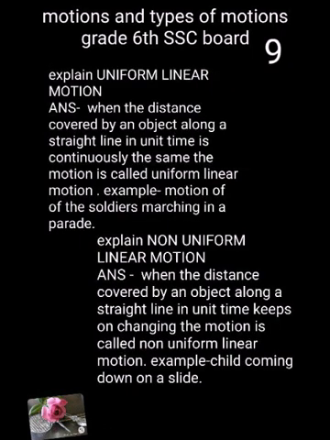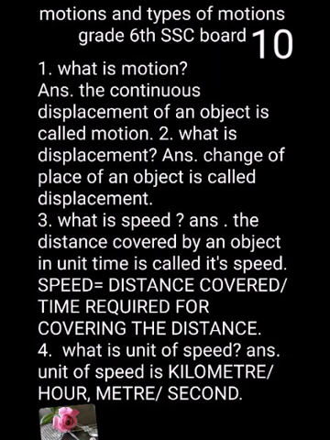Explain uniform linear motion. When the distance covered by an object along a straight line in unit time is continuously the same, the motion is called uniform linear motion. Example, motion of the soldiers marching in a parade. Explain non-uniform linear motion. When the distance covered by an object along a straight line in unit time keeps on changing, the motion is called non-uniform linear motion. Example, child coming down on a slide.